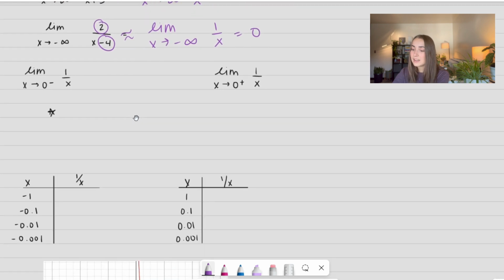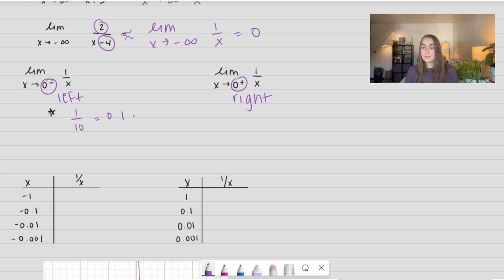Now let's take a look at the limit as x approaches 0. I have approaching 0 from the left side, and I have approaching 0 from the right side. First, I'm going to review something that will help us in the table. Just like last time, we had 1 over 10 is equal to 0.1.